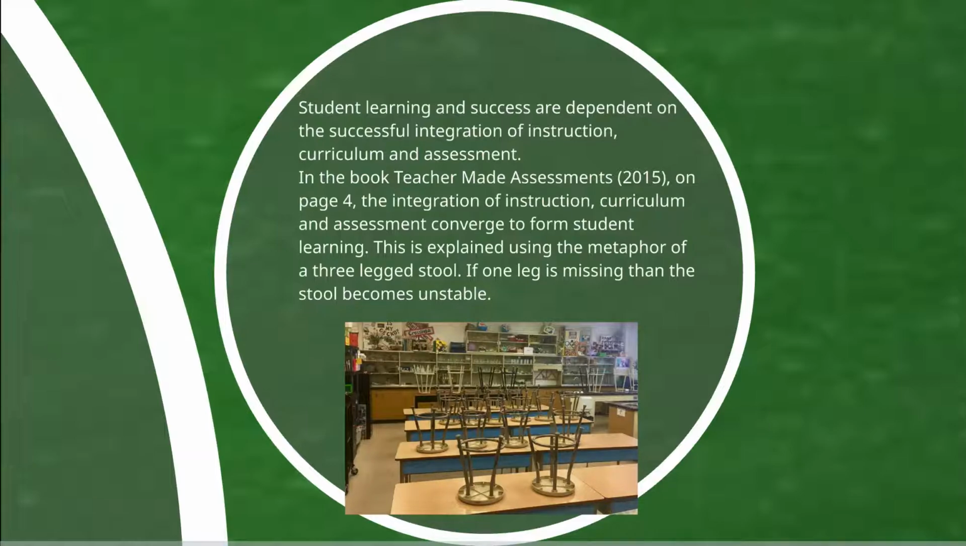This is a photo of my classroom at Glaston Public School. Each stool represents one of my students. In this presentation, due to the scope of the assignment, I will discuss both instruction and assessment in detail. I will briefly touch on curriculum, but it will not be a main focus.